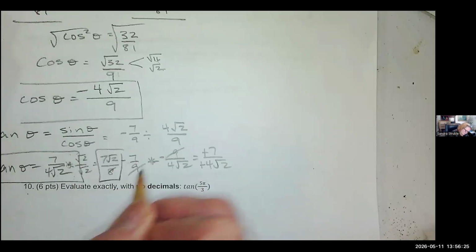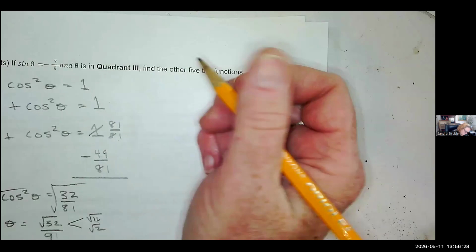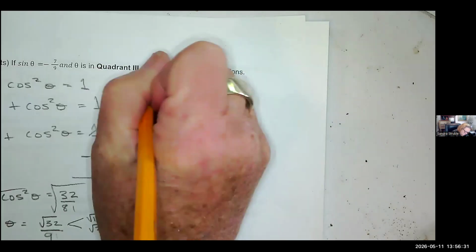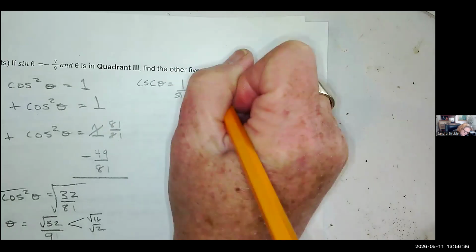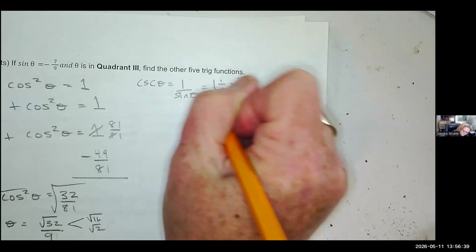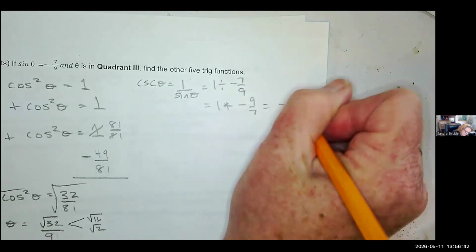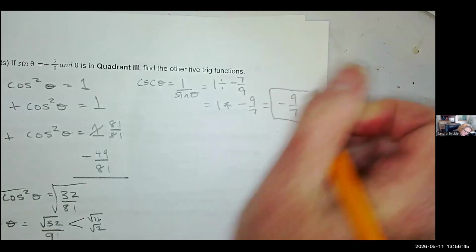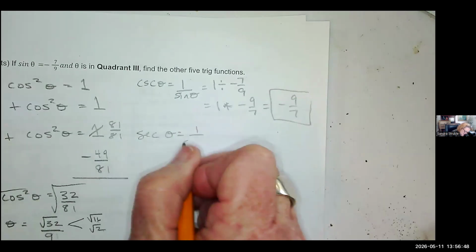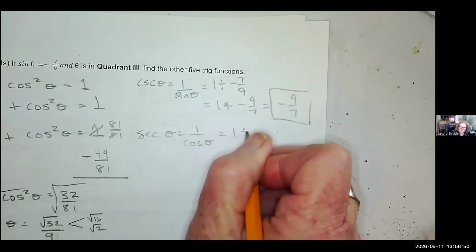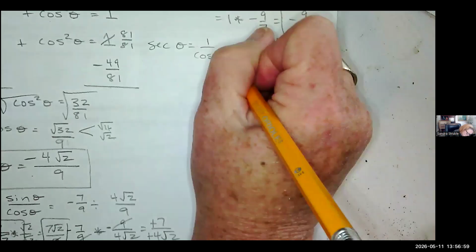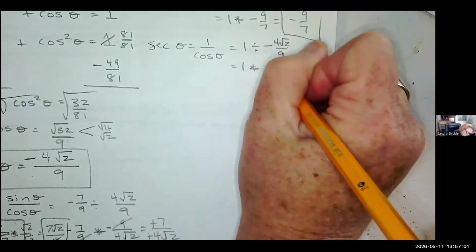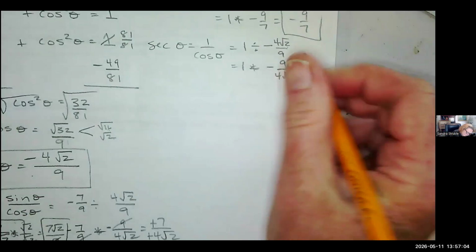All right, let's go up here to cosecant. Is 1 divided by sine. So 1 divided by negative 7/9 is 1 times -9/7, which is -9/7. Secant is 1 divided by cosine is 1 divided by -4 square root of 2 over 9 is equal to -9 over 4 square root of 2.